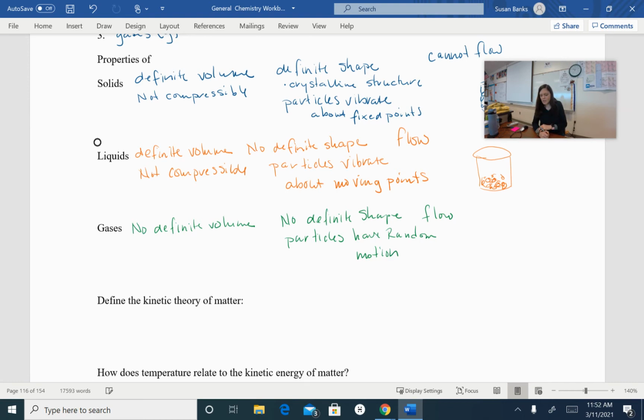Now, the other thing about gases is the particles are really far apart from each other. So because they're far apart from each other, it means that gases have a lot of empty space. So particles are far apart from each other. So it means that gases are mostly empty space.